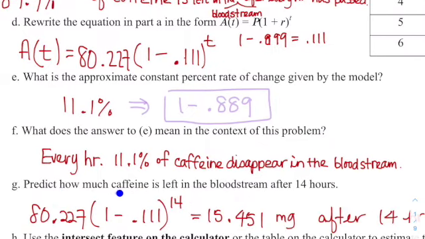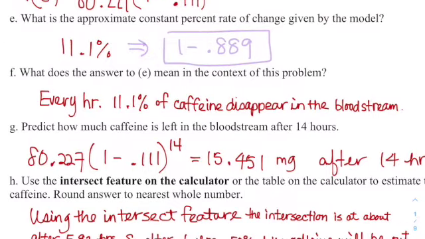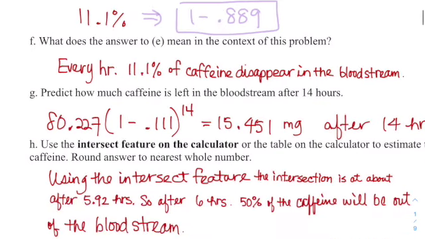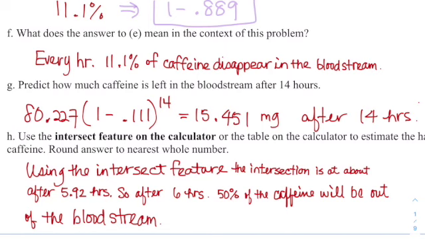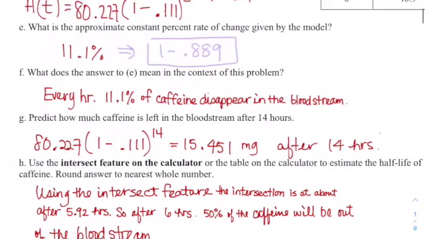G, predict how much caffeine is left in the bloodstream after 14 hours. So 14 hours is going to be the T. That's why I put it in the T position, and then this is the formula I plug it into, and then 1 minus 0.111 because that's how much left the body. After I punch it into the calculator, this is how much caffeine is left after 14 hours. So that means all those other amounts have left the body and 15.491 is left. That's 0.889 in the parenthesis. H, use the intersect feature on the calculator or the table on the calculator to estimate the half-life of the caffeine.